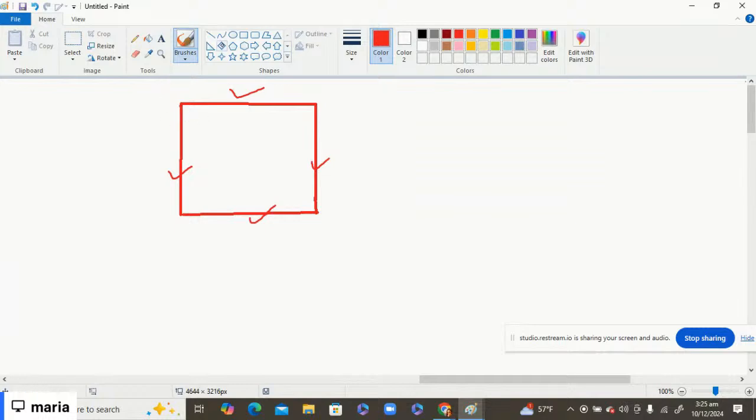Let's count the vertices. Look at here, this one. 2 lines meet, okay? Here, 2 lines meet with each other. Look at here. And at this point as well. It's 1, 2, 3, and 4. So how many total? 4 vertices. Okay.